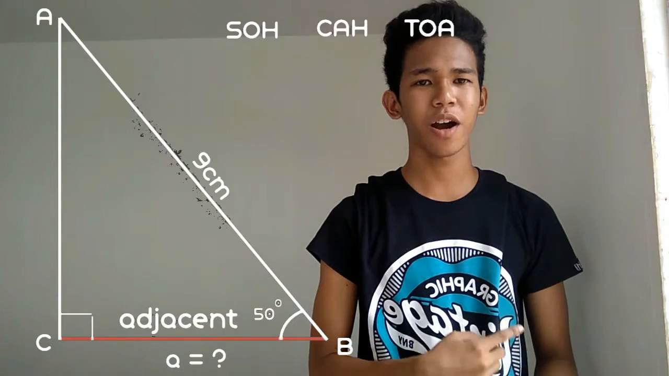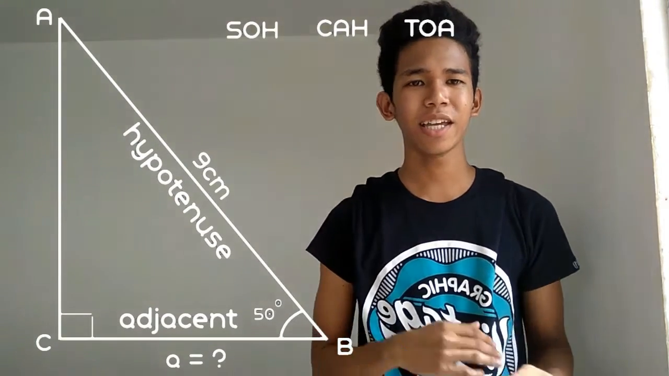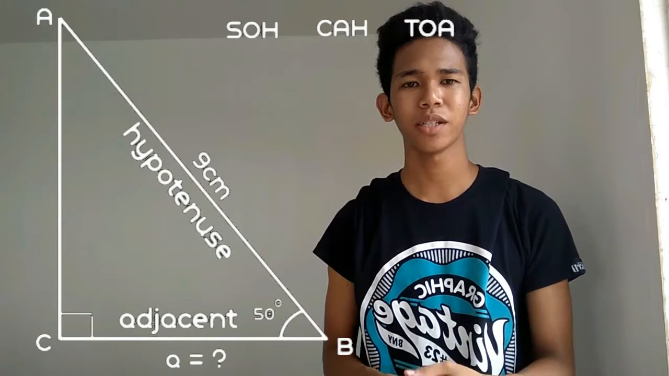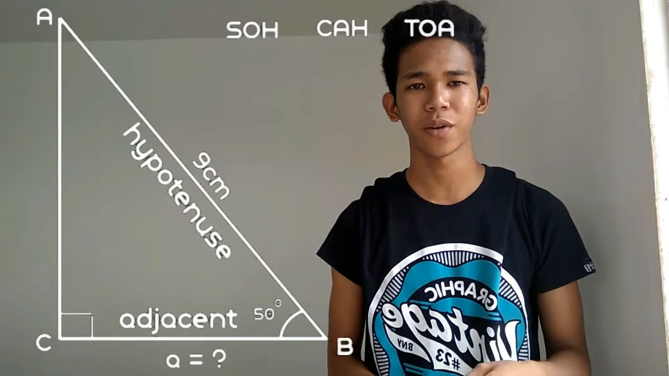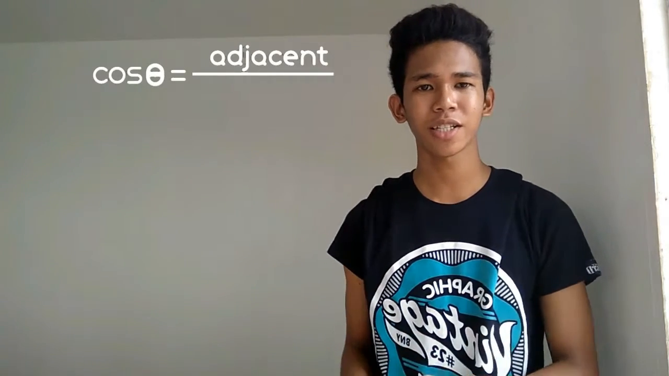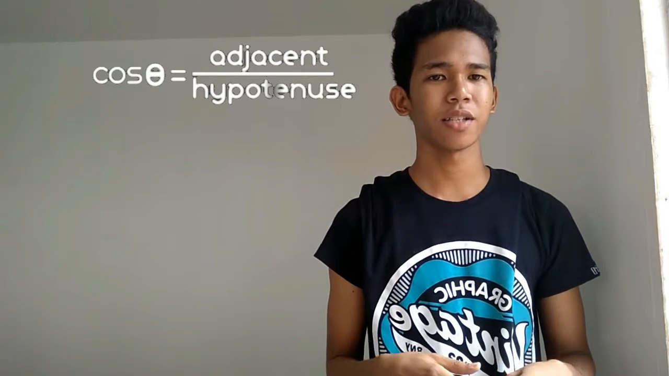So our given is basically an adjacent side, the angle, and the hypotenuse. So what are we going to use? Which of the 6 trigonometric ratios are we going to use? Basically you have A and H. So what we're going to use is, that's right, cosine. So CAH, cosine, adjacent over hypotenuse. So let's try and solve this.